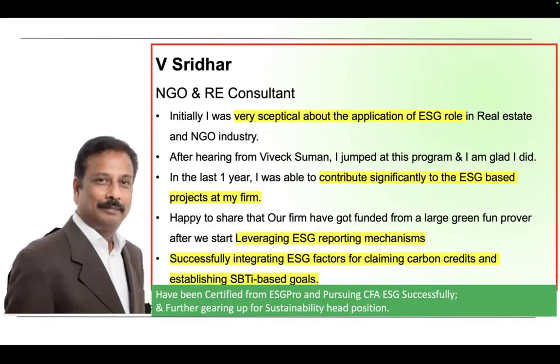Yesterday, somebody joined us from an NGO, from Jammu, right, Kailash? Yeah, she was from Jammu. I was talking yesterday to her, right?